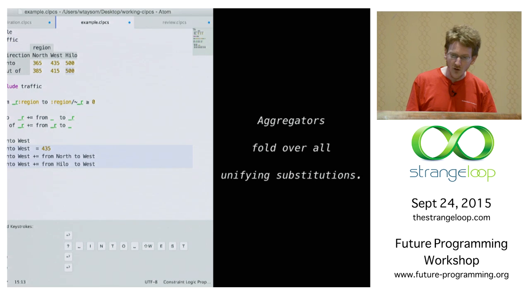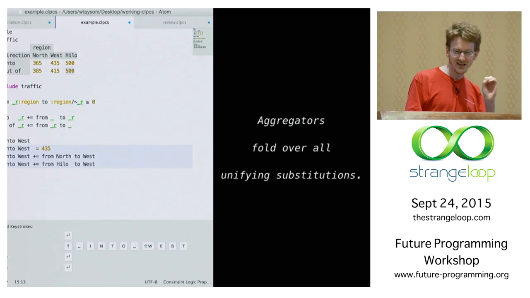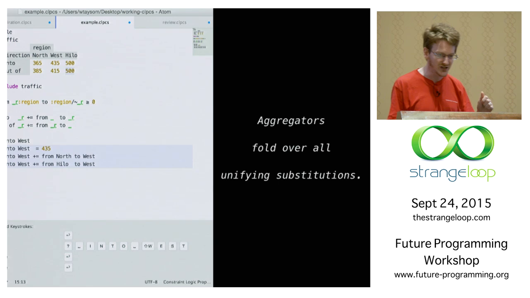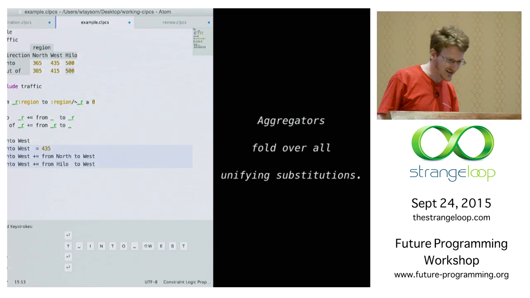Aggregators fold over all unifying substitutions. They remove the need to explicitly construct a set of items to sum over. Moreover, each line actually defines 3 sums, 1 for each region. 3 regions in each of 2 lines makes for 6 linear equations, 6 unknowns.